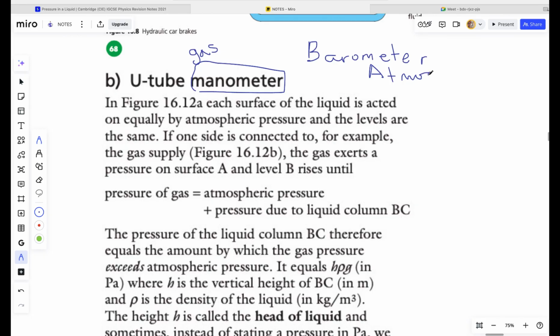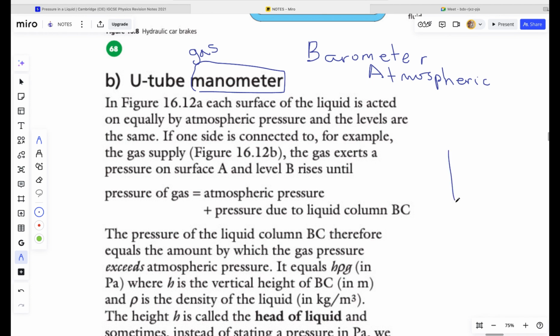Atmospheric pressure. Pressure in the atmosphere. You know, the air around us exerts pressure on the substance or container. Anything they touch, they exert pressure on them. So the instrument for measuring that atmospheric pressure is called the barometer. Manometer is for measuring gas pressure. And the pressure of the gas is equal to the atmospheric pressure plus the pressure due to the liquid column.